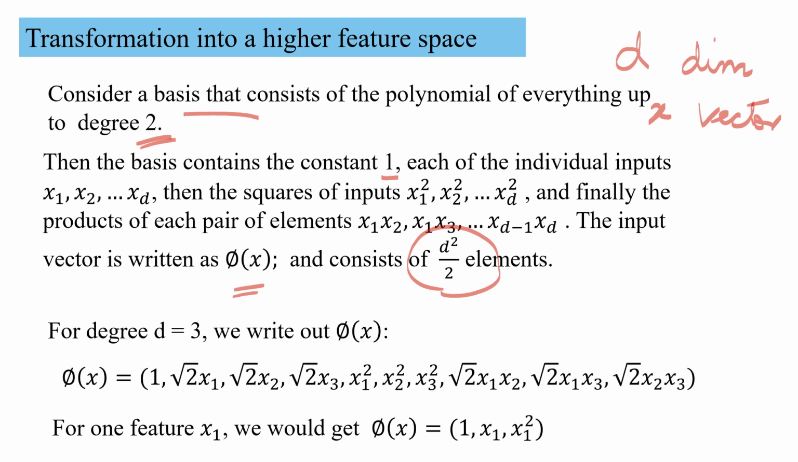For degree 3, for degree d equal to 3 of this vector, for degree 2 we have written these many, and for degree 3, we are enumerating the phi x vector. For one feature x1, we could write phi x in this one. So we are seeing how we could do the transformations and get the corresponding phi x vector.